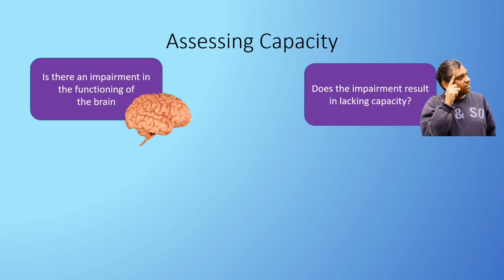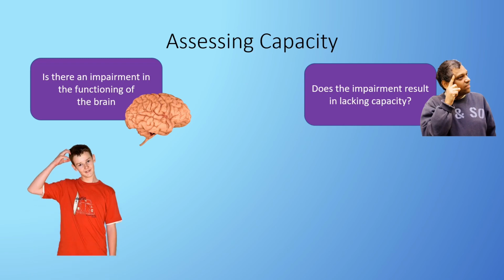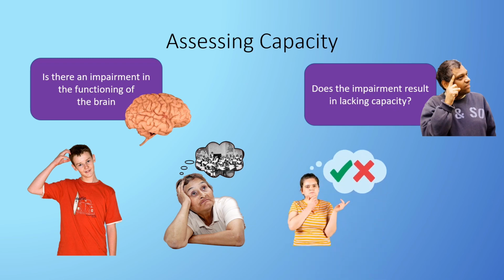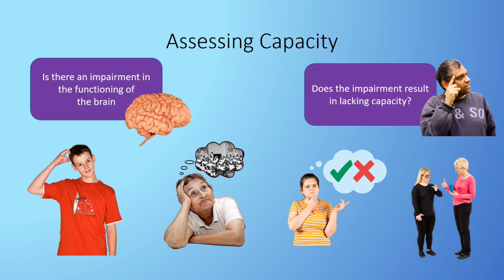To decide this, we look at whether somebody can understand the information given to them, if the person is able to retain that information for long enough to make a decision, if they can weigh up their options and look at risks and consequences of decisions, and finally, if the person is able to communicate their decision. This can be in any form of communication and doesn't just have to be verbal. Sometimes we all agree or disagree to things by nodding or shaking our heads.